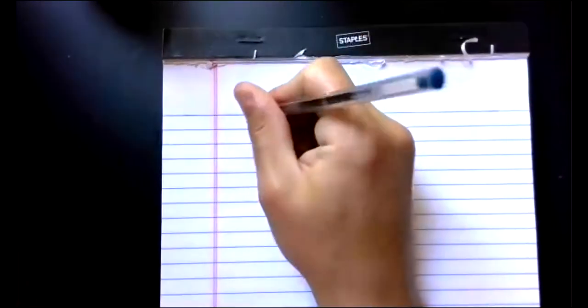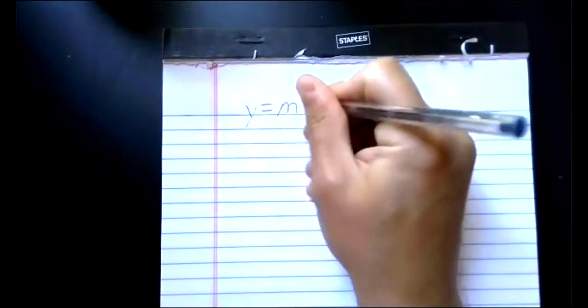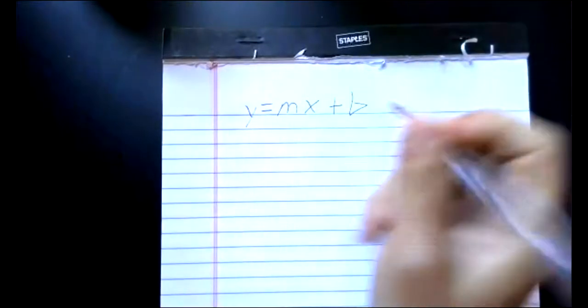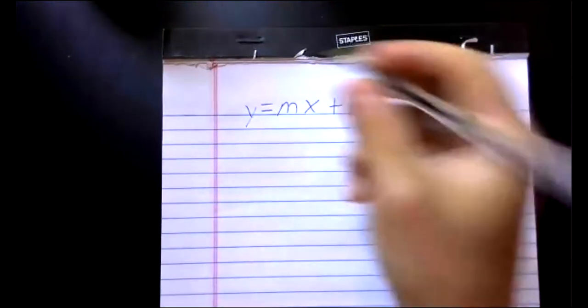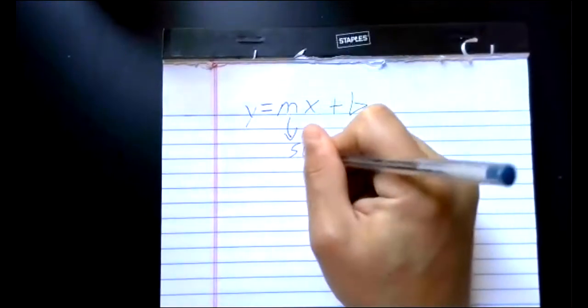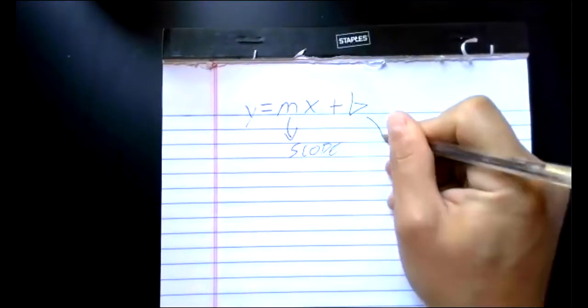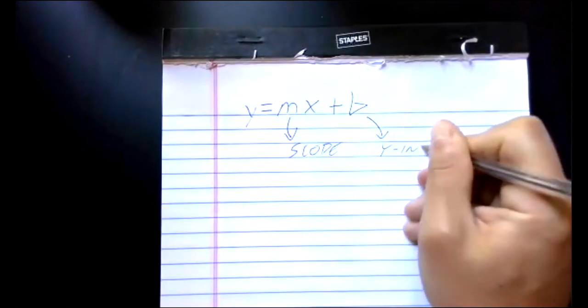Okay, let's look at a couple common problems from the review. Now, this form is something you're going to use a lot in this section: y equals mx plus b, where m is going to be the slope, b is going to be the y-intercept.